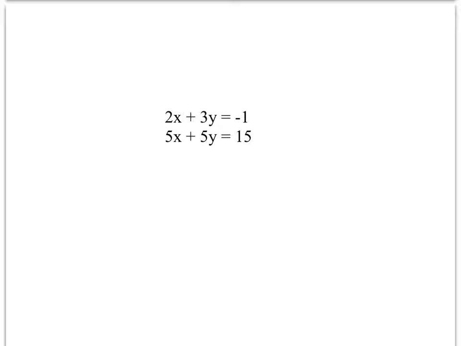Alright, so now it's just a chance to practice. What I want you guys to do is you should pause this, do this problem, and then see if you get the same thing as me.